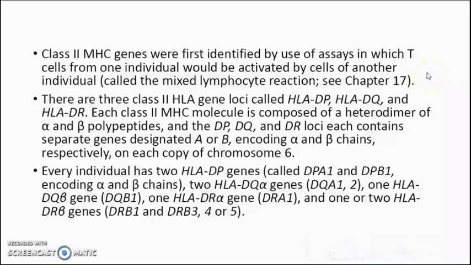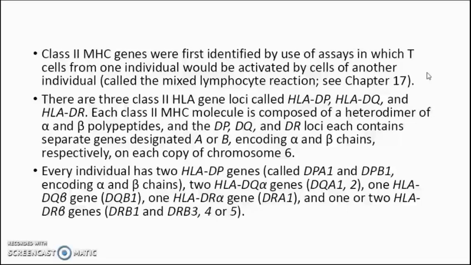There are three class 2 HLA gene loci called HLA-DP, HLA-DQ, and HLA-DR. Each class 2 MHC molecule is composed of a heterodimer of alpha and beta polypeptides, and the DP, DQ, and DR loci each contain separate genes designated A or B, encoding alpha and beta chains respectively, on each copy of chromosome 6.